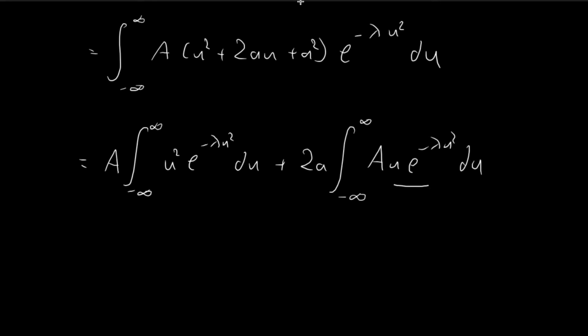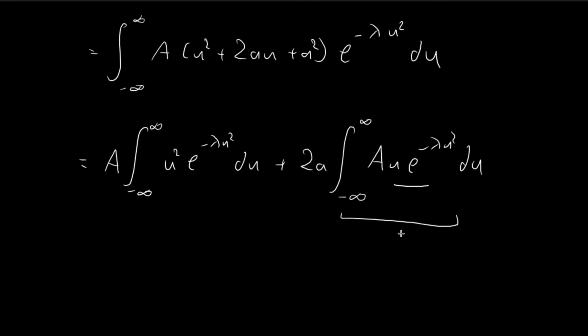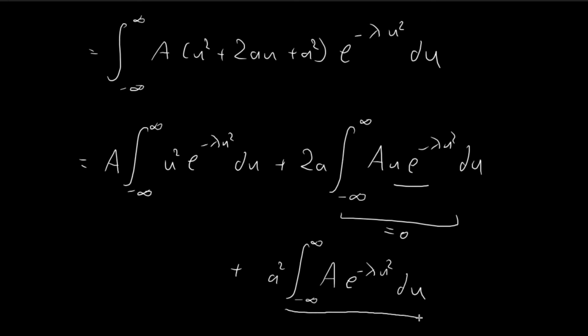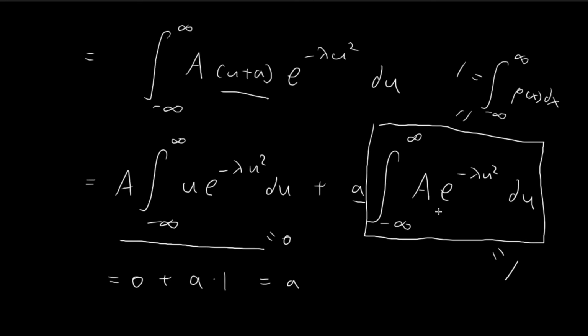You see, once again, we have this odd function appearing as before, so we already know that this is equal to 0. And then finally, for the third term, we have a squared multiplied by the integral from negative to positive infinity of capital A times e to the power of negative lambda u squared du. We've encountered this term before. Remember I told you that this term is really just identical to the integral of the probability density function, which by definition should be equal to 1.